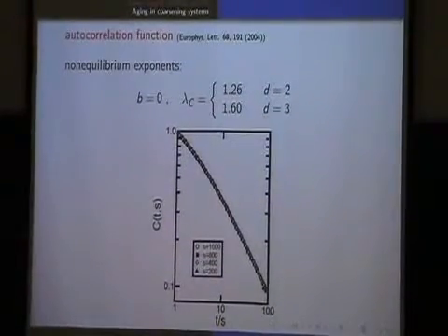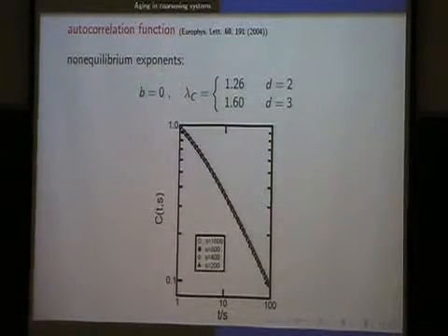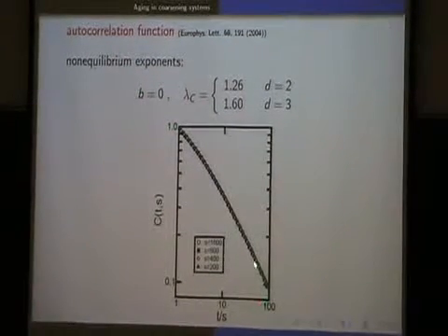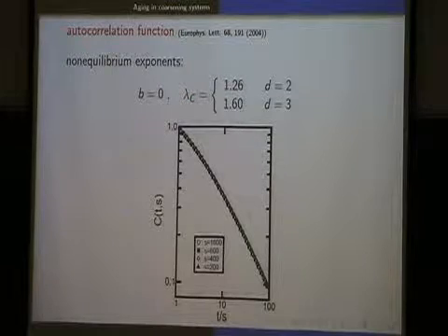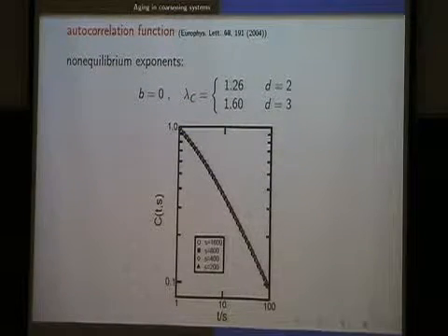Okay, so you can also look at the correlation function. Again, the exponents we discussed on Friday, and here the correlation function has beautiful scaling behavior. So we do observe all this kind of scaling, which I discussed in detail.